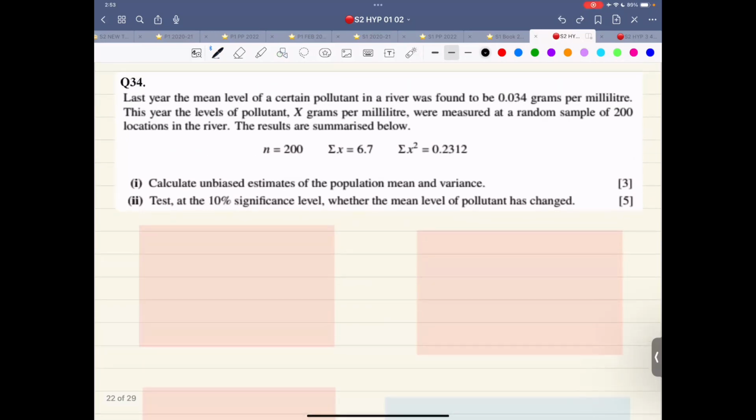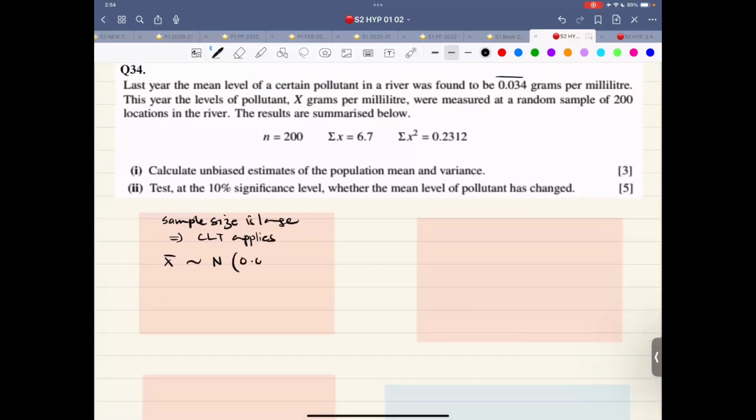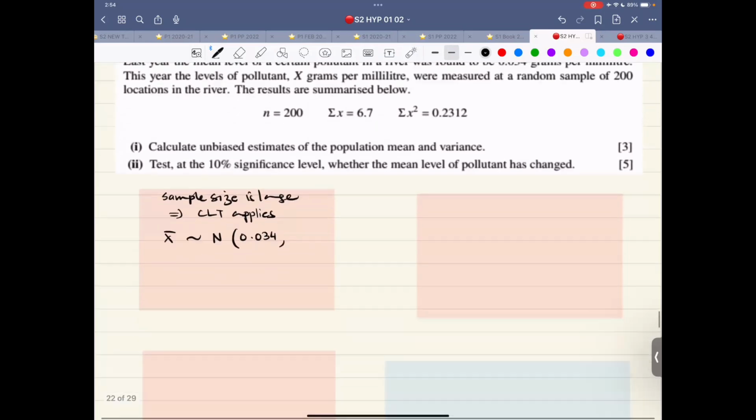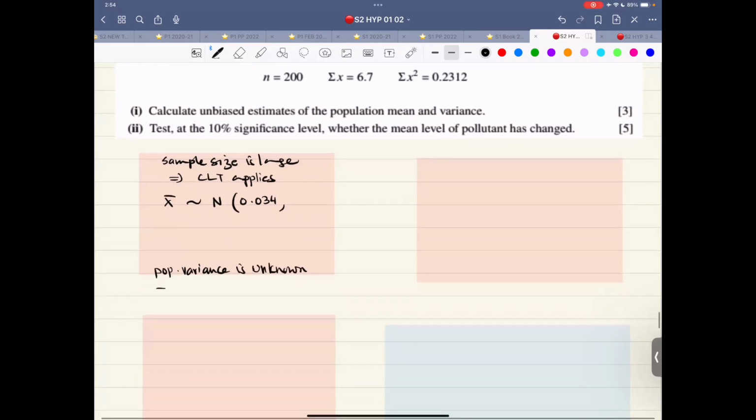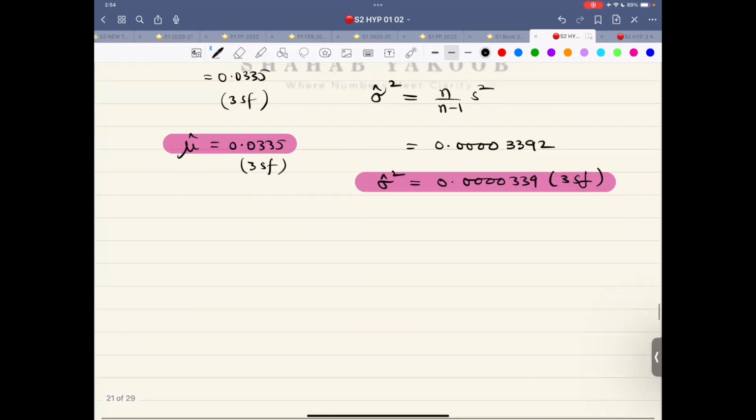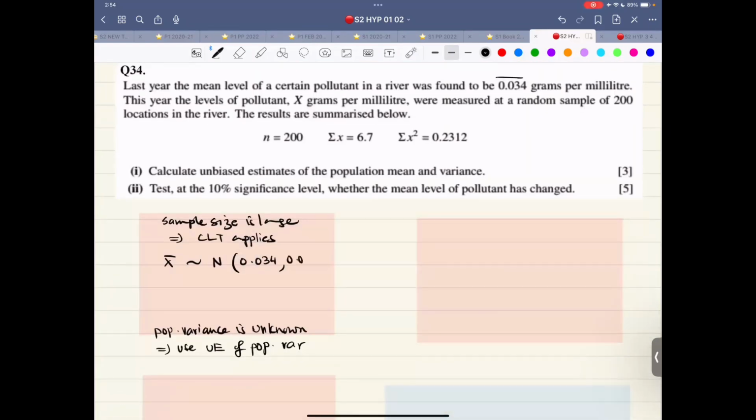First of all, does it say it follows a normal distribution? No, it does not say. So first of all, let me write it. Sample size is large. Therefore, CLT applies. So X bar follows a normal distribution. Which mean will we use? We should be using this mean, 0.034. And population variance is unknown. If it's not given, therefore use the unbiased estimate of population variance. What is the unbiased estimate of population variance? 0.0000339, divided by the sample size of 200. So that's the first box for normal distribution.